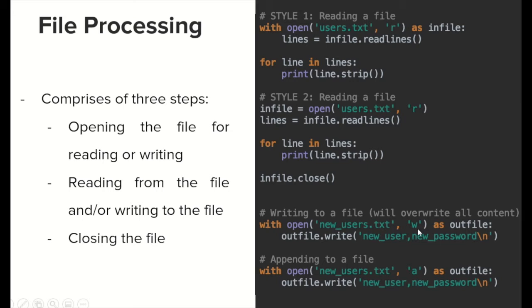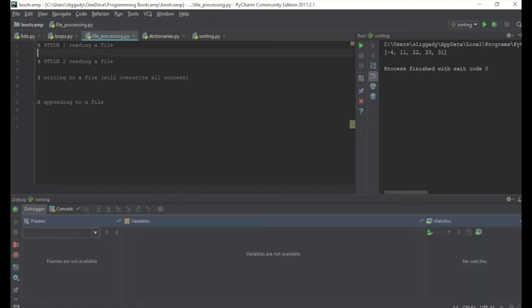You can read, or you can write to a file using the W flag. Note that writing to a file will overwrite all of the content in the file. Often this is not what you want to do. You would want to append to a file, and in that case, you can use the A flag to do that. So we'll have a look at some file processing in code.